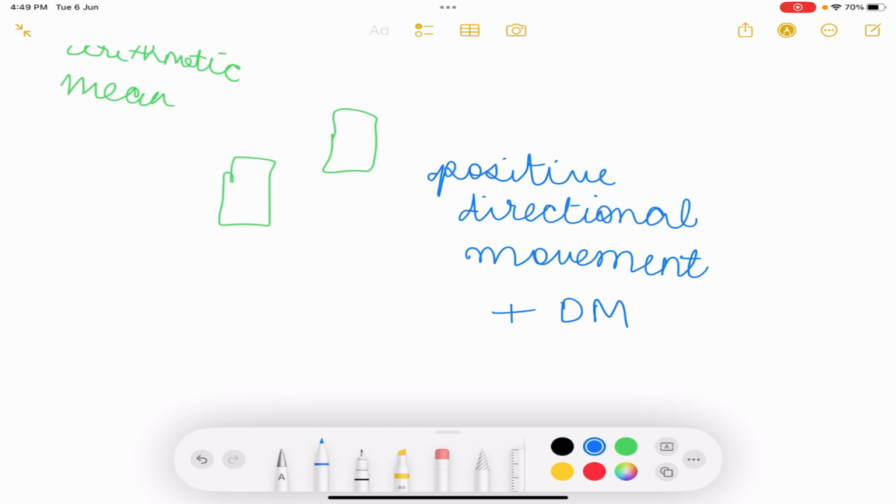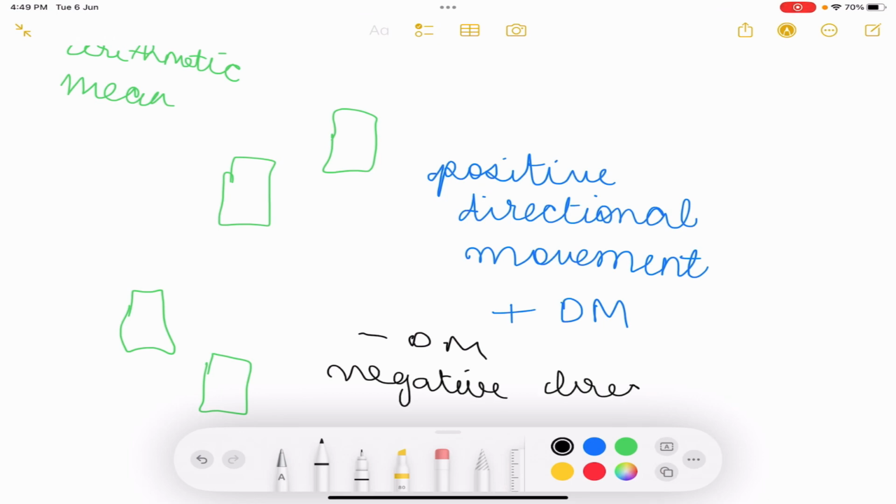Alright. Now, what is a negative directional movement? If this is my previous candle and this is today's candle, and today's low is lower than my previous candle's low, then this is my minus DM, or negative directional movement. I hope you understood what a plus DM and a minus DM are. Extremely simple. If today's high is more than my previous day's high, that gives me a positive directional movement. If today's low is lower than my previous day's low, that gives me my minus DM.